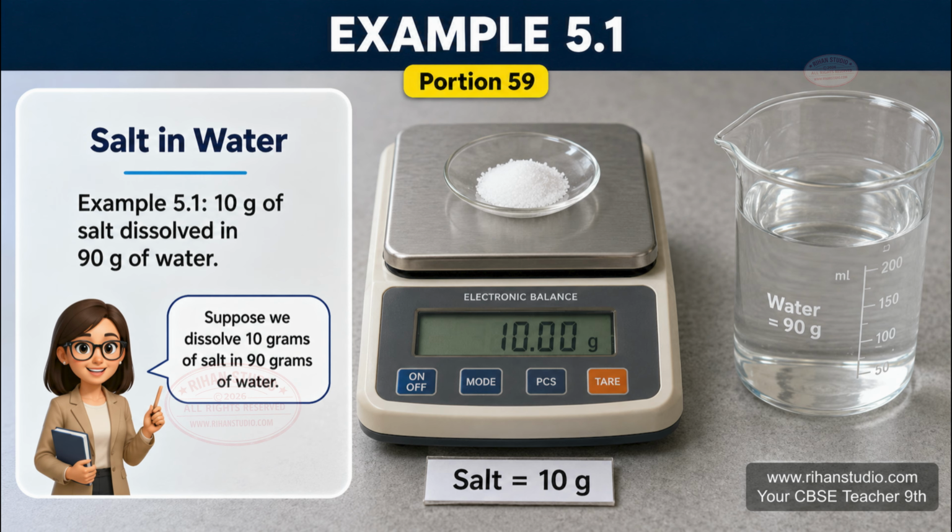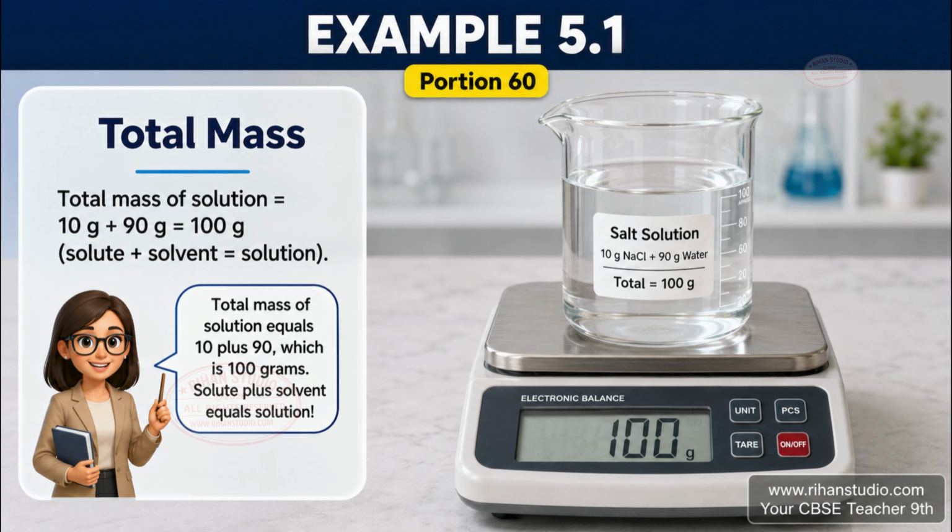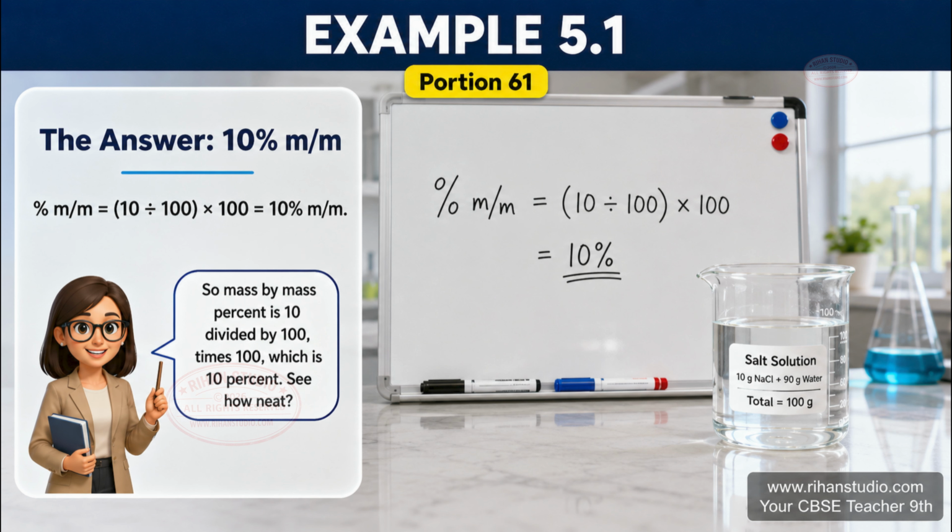Example 5.1. 10 grams of salt is dissolved in 90 grams of water. Total mass of solution equals 10 grams plus 90 grams, which is 100 grams. Solute plus solvent equals solution. Mass by mass percent equals 10 divided by 100 times 100, which is 10%.